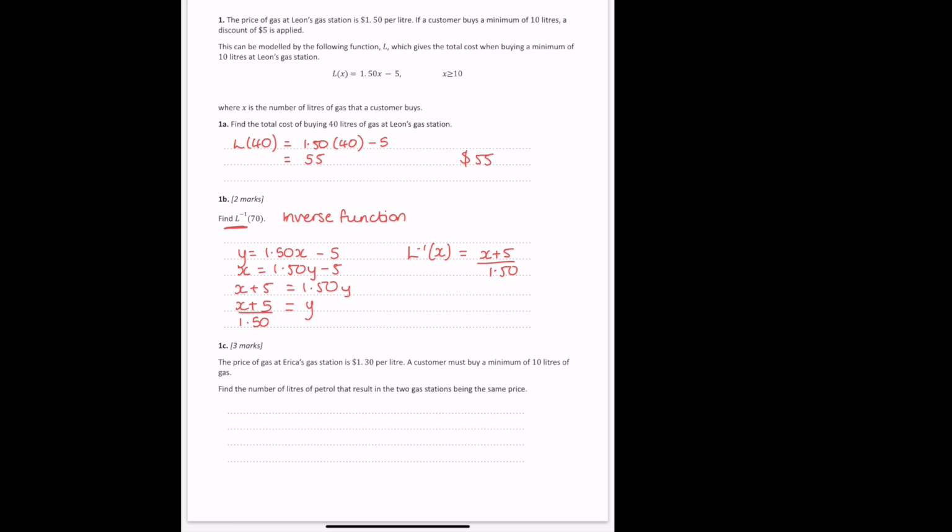And then I'm interested in finding what happens when x is 70, so I'm going to substitute in 70. So I'm just swapping my value of x for 70. So it's 75 divided by 1.50. And again, when I use the calculator to work that out, I find the value of 50. So that means $70. Is it dollars? Yes, $70. I've put in 50 litres of fuel.